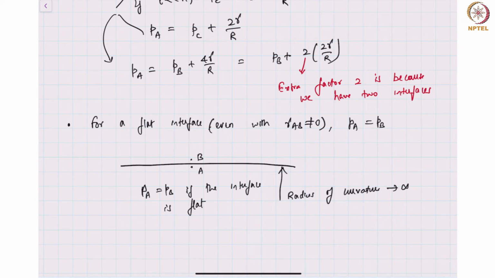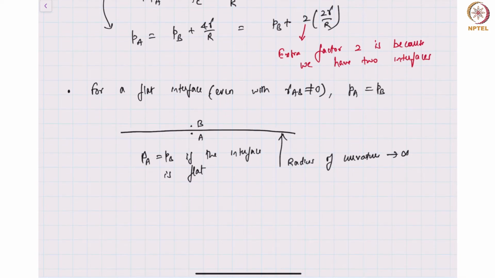Okay, so it's a combination of 2 things: surface tension and curvature. We'll look at curvature more closely, but before that I want to talk about what is the effect of gravity in this discussion. So here, notice that I'm only talking about pressure jump across an interface.